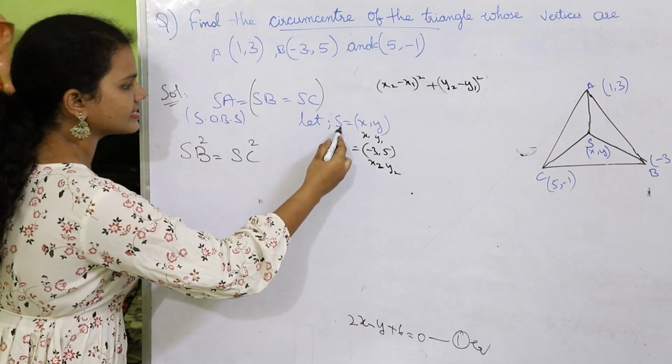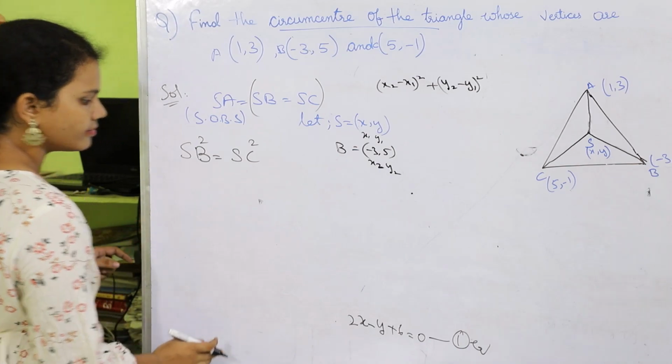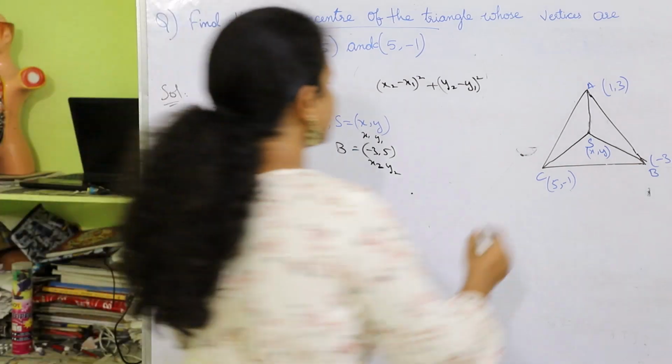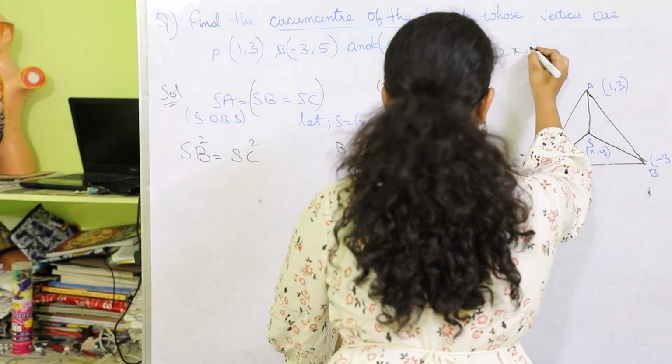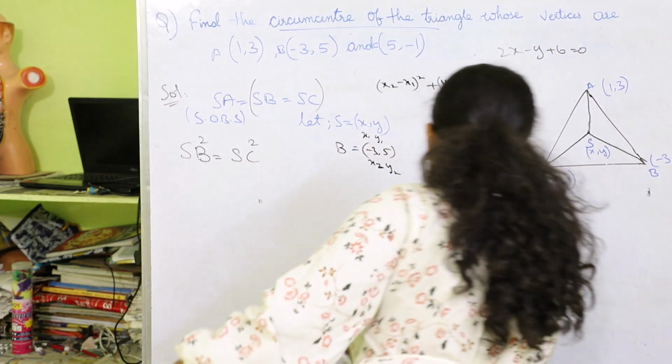Here, where SA, firstly I would like to write the equation for SB. So let us write down this equation, the equation that we got: 2x minus y plus 6 is equal to 0. So this is the first equation, just keep that equation aside.